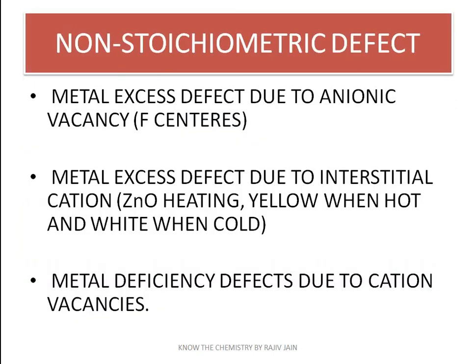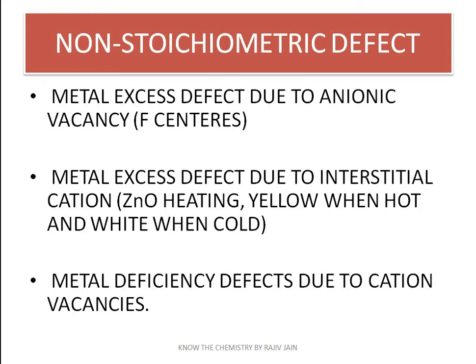Okay. Next, non-stoichiometric defects. There are three types. Very important topics, so many questions come from this part. Metal excess defect due to anionic vacancy, F-centers. Metal excess due to interstitial cation: zinc oxide, which is yellow when hot and white when cold. The question is why zinc oxide is yellow when hot and white when cold, so we have to explain this metal excess defect with interstitial cation. Then metal deficiency defect due to cationic vacancy.